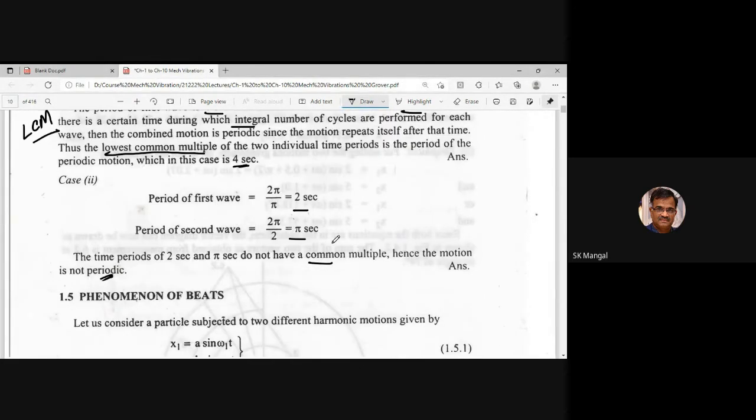Okay, all right. Now let us come to the next point, that is the beat phenomena. Suppose you have a particle subjected to two different harmonic motions. Here the frequency is different, and this frequency will be slightly different. I will tell you why it is so. The resultant of these two motions can be given by this.